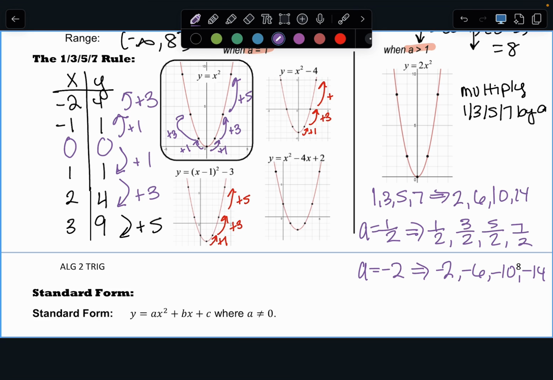We're just doing the same, but it's 2, 6, 10. Yes. This is still your 1, 3, 5 rule. It still works the exact same way. It's just not 1, 3, 5. It's 2, 6, 10. Perfect. Was that your question as well, Ava?